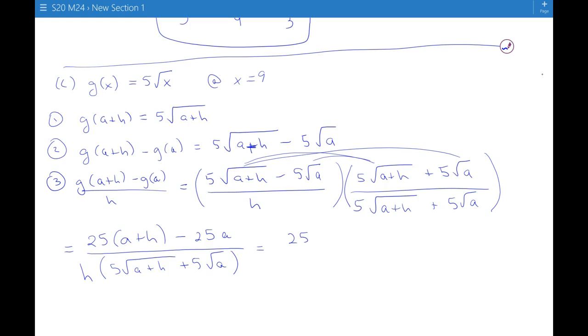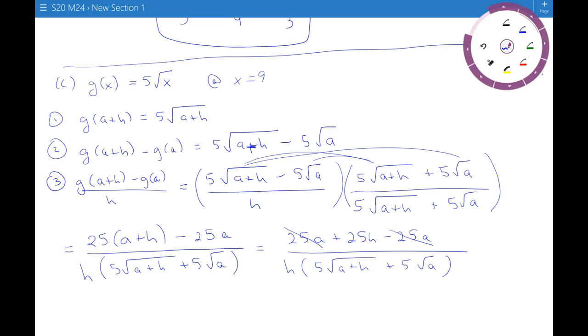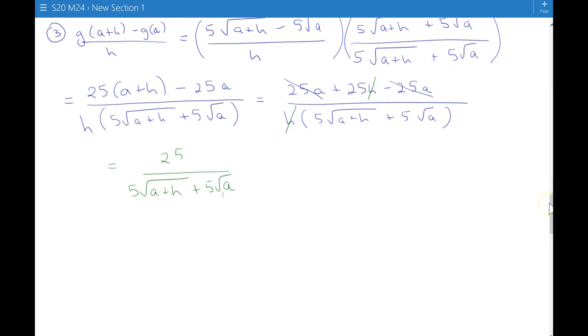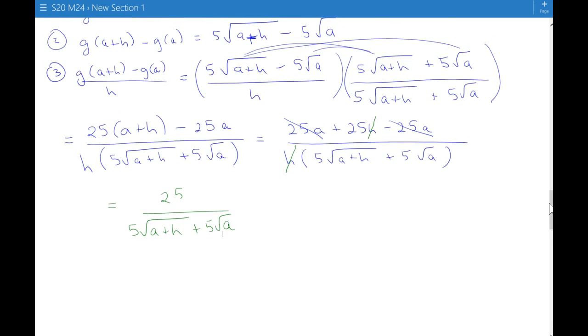And let's simplify as much as we can. We have 25a plus 25h minus 25a in the numerator, and an h in the denominator. I said denominator when I meant numerator. So the 25a minus 25a, those are going to cancel, and then you can see that you have an h in the top and the bottom. So those h's are going to cancel, and I'm going to have 25 over 5 square root of a plus h plus 5 square root of a. So that was step 3.